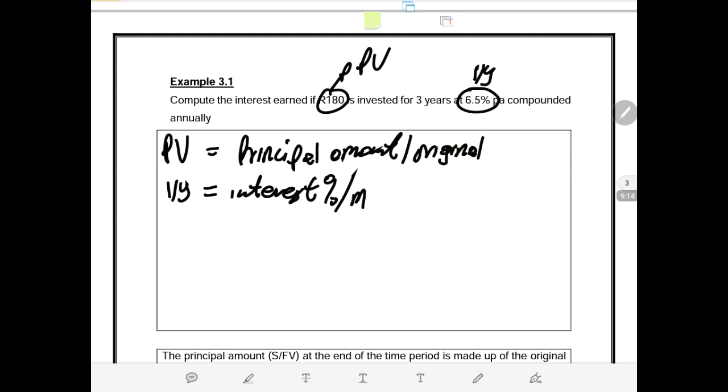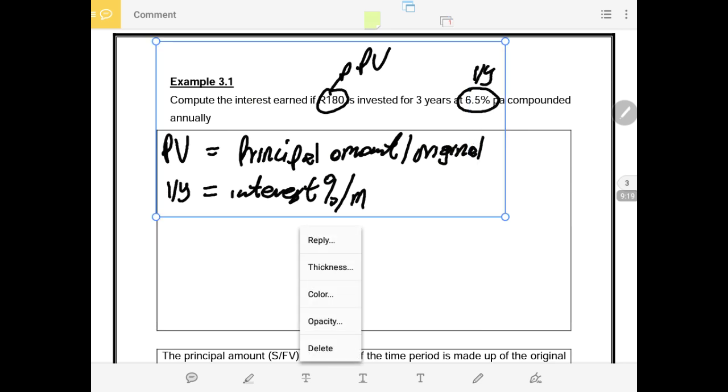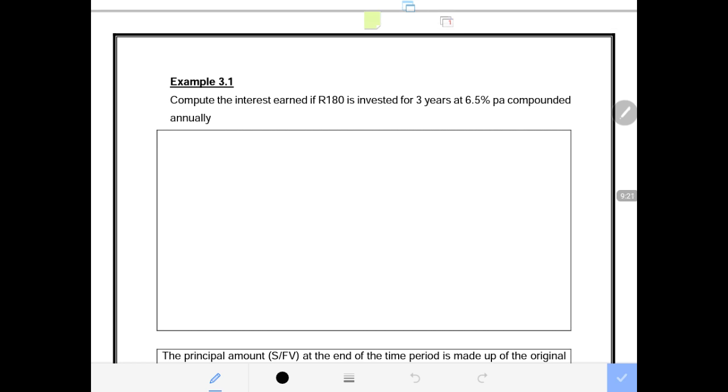Now we come to the exercise which we are busy with, example 3.1. 3.1 says compute, which is that button that says comp, the interest earned if 180 is invested for 3 years. What do we have? We have an amount of 180. Whenever you have the present value, your present value must be recorded as plus or minus. That means you press plus or minus as this is the amount that you invested. So you first have to say plus minus present value.